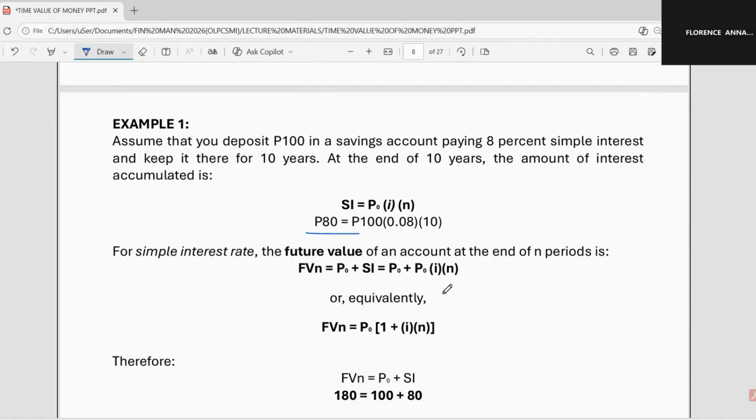So going back to the problem, to get the future value of the 100 deposit at 8% simple interest, we simply add the interest to the principal or the original amount invested. Take note that the interest we computed in simple interest is the interest only on the principal. Diba? Bakit natin yun ini-emphasize? Because you will see the distinction later on when we compute for the compound interest. So now, how much is the future value? So that is the principal plus your simple interest.